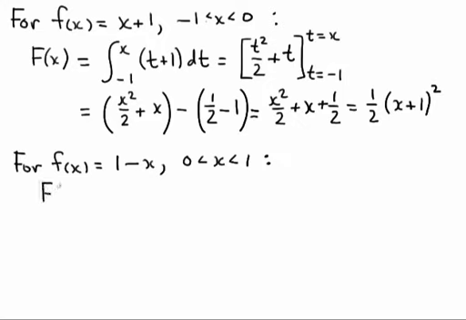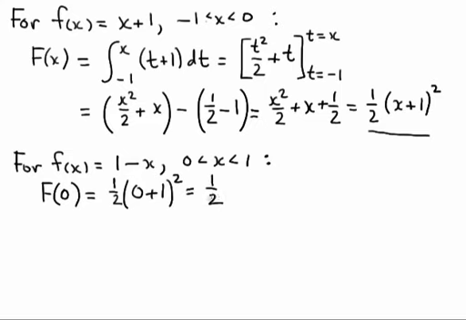So let's evaluate using the CDF that we just found. How much probability has accumulated by the time you're at x equals 0? Well, f of 0 is using this formula right here. It's 1/2 of 0 plus 1 squared, which is 1/2. Which shouldn't be surprising. If you look at the symmetry of the PDF, it seems reasonable that we should have accumulated half of the probability at this point.